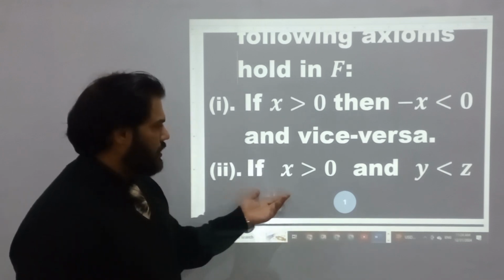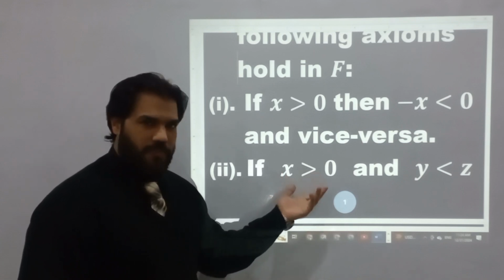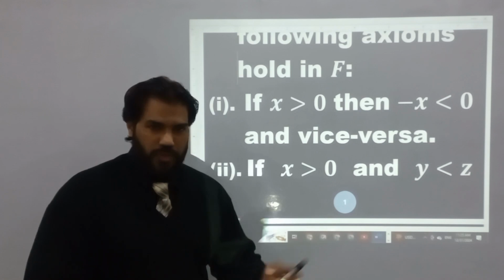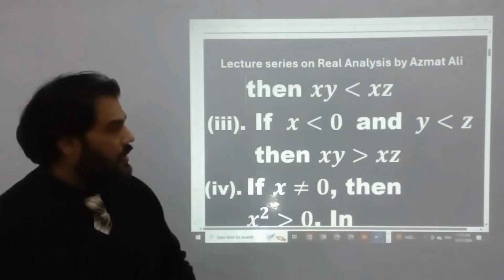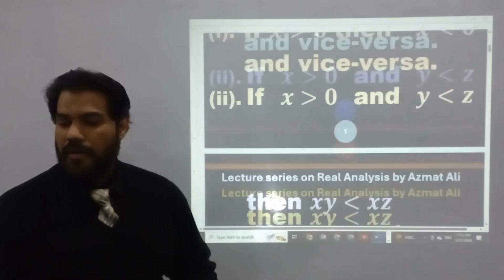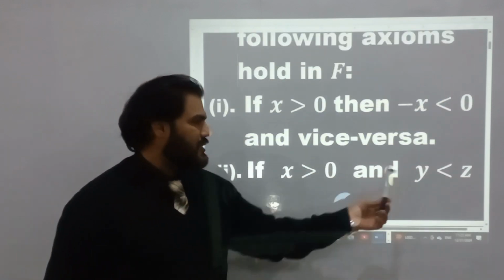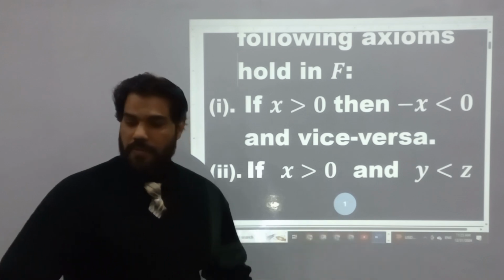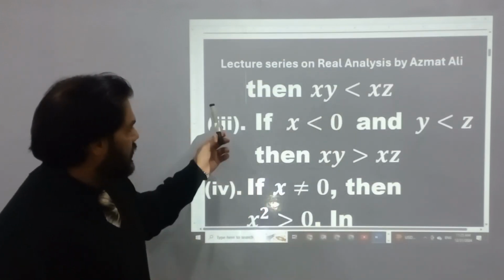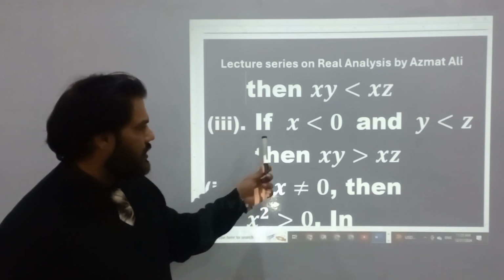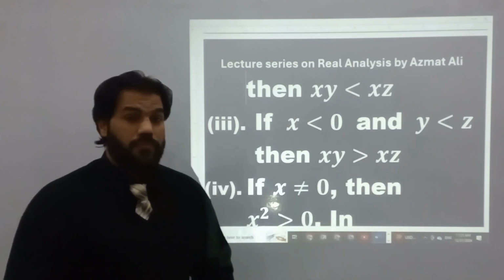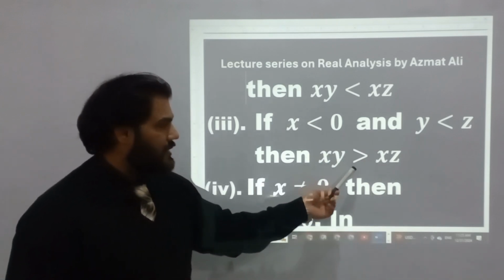In the second axiom, if x is greater than 0, that is x is positive here, and y is less than z, this is given. We have to show that xy is less than xz, that is by multiplying the inequality. After multiplying the inequality y less than z with the positive real number, we need to show xy is less than xz. Similarly, the third axiom is if x is less than 0, that is x is negative, and y is less than z, then we have to show that xy is greater than xz.